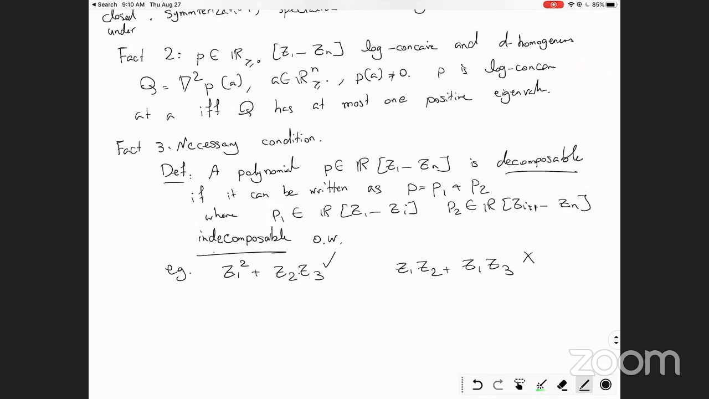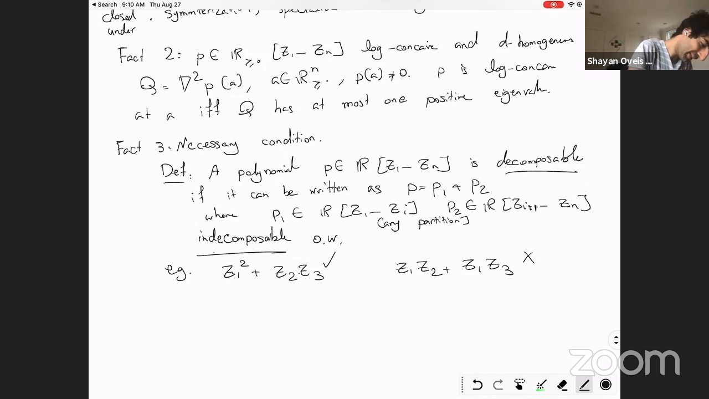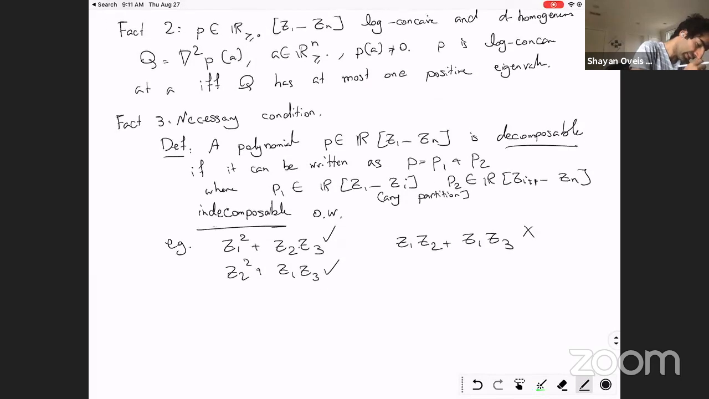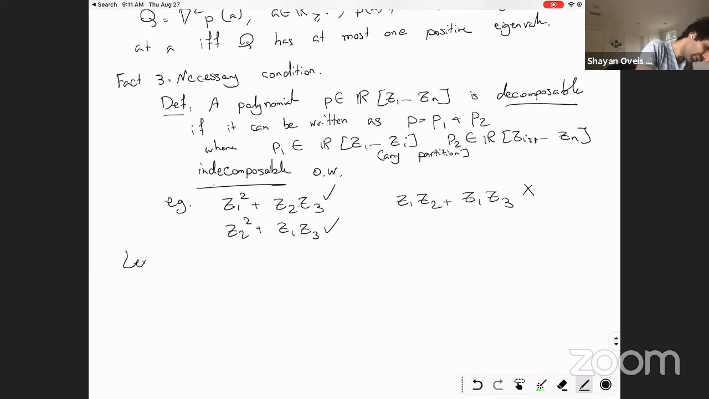Do you also allow other partitions of the variables? I mean, of course, just because of permutation. Yeah, sorry, yes, any partition is fine. You're right. So I should say maybe even Z2 squared plus Z1 Z3 is also decomposable. Yeah. Good. Very good question.